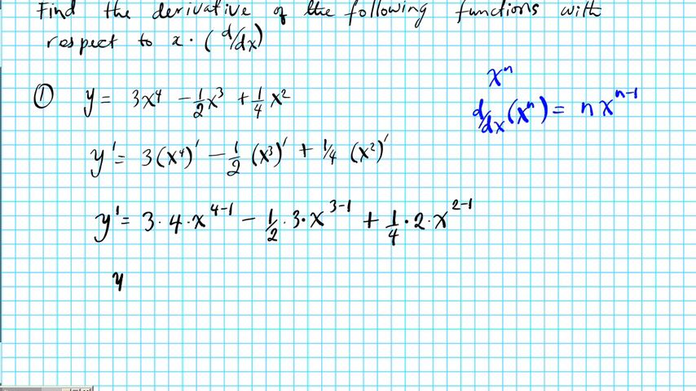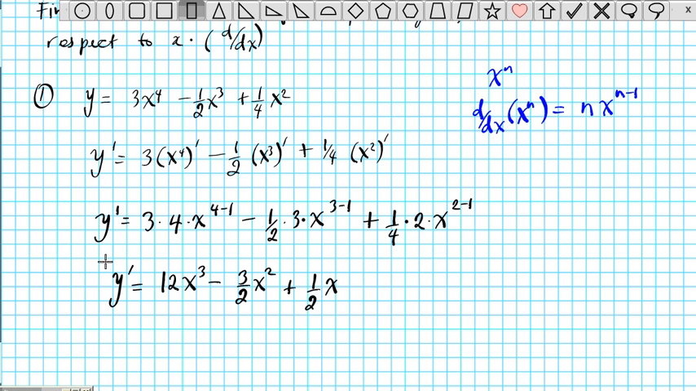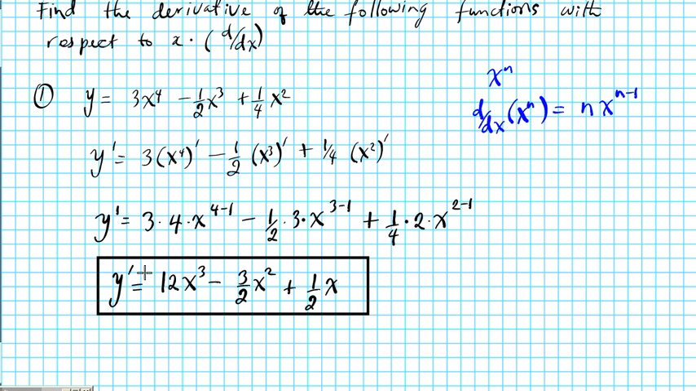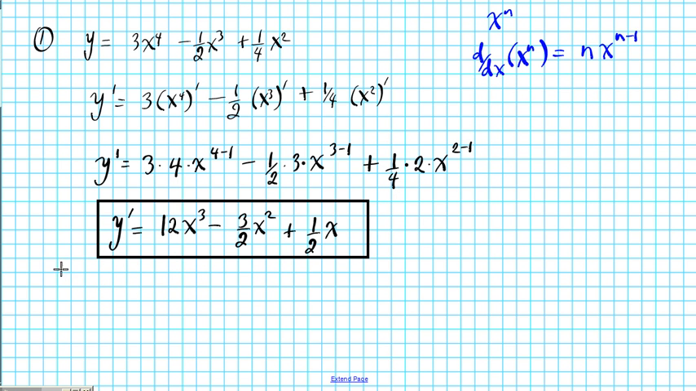Alright, so y prime equals 12x to the third minus, we multiply this across, 3 over 2 x squared plus 2 over 4 is just 1/2, plus 1/2 x. And there goes your final answer. So just remember, anytime you have a constant in front, just factor it out and focus your attention on the function that has a variable in it. Alright, let's try another example.